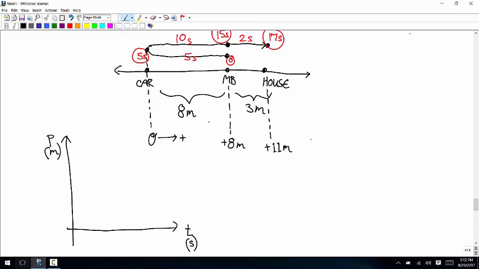The positions that are going to matter, the only ones that we have to deal with are 0, +8, and +11. So I'll draw, here's 0. Here's 8. Here's 11. And the times we have to deal with are 5, 15, and 17.